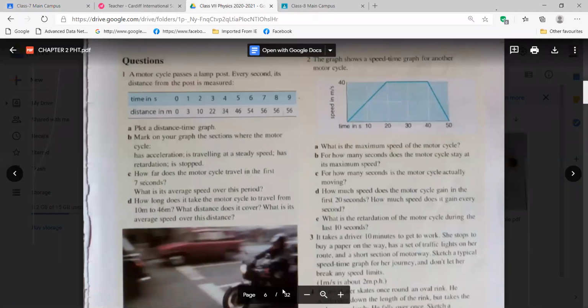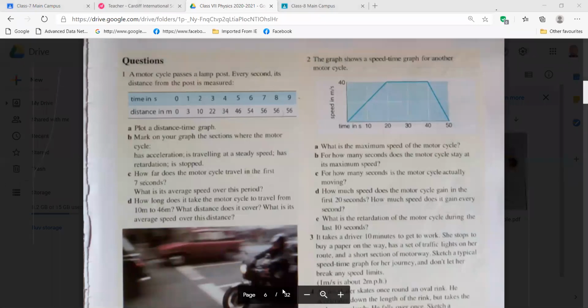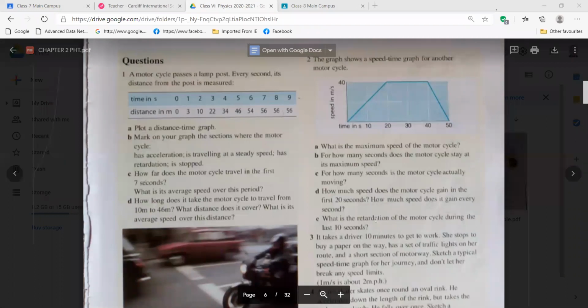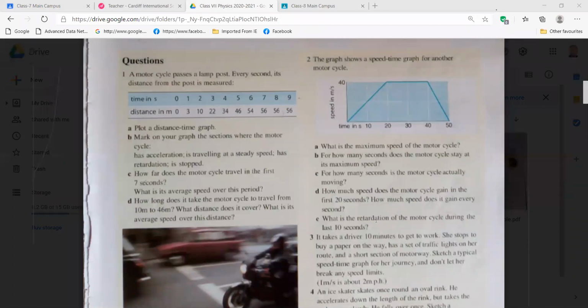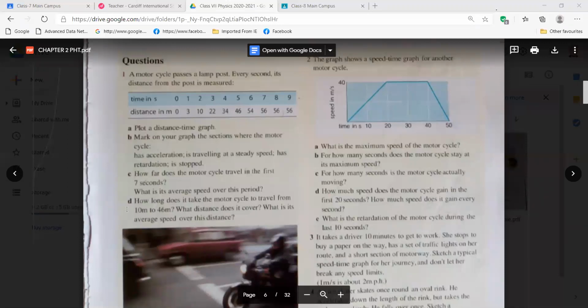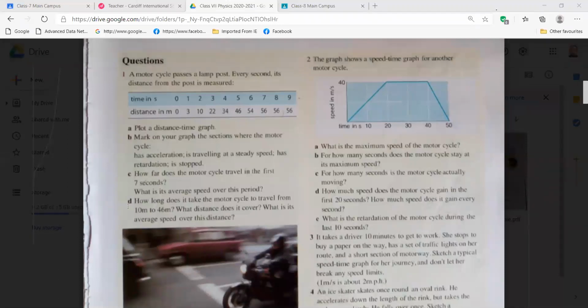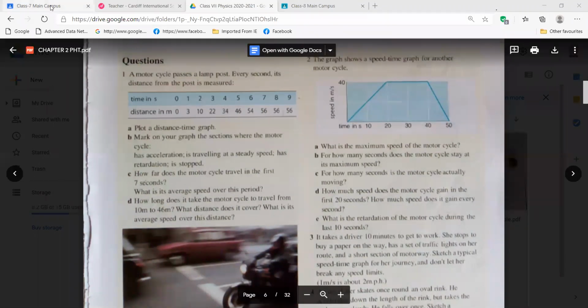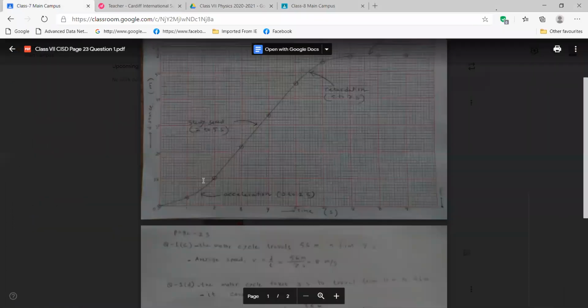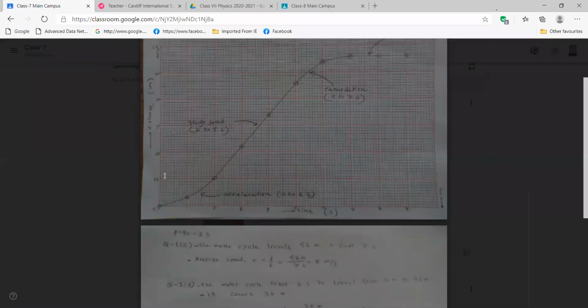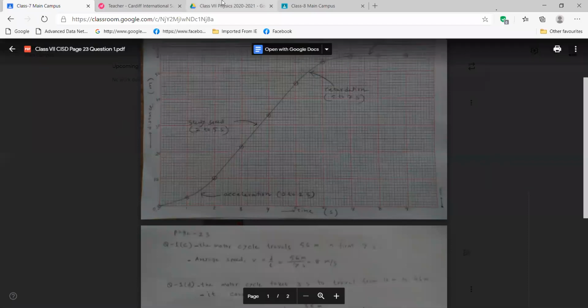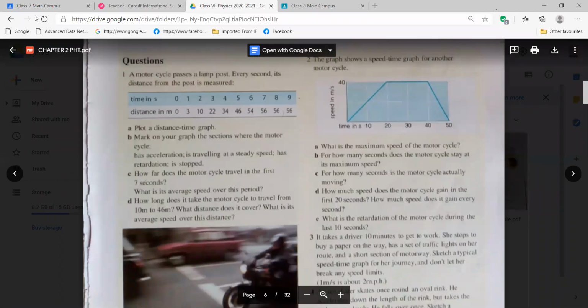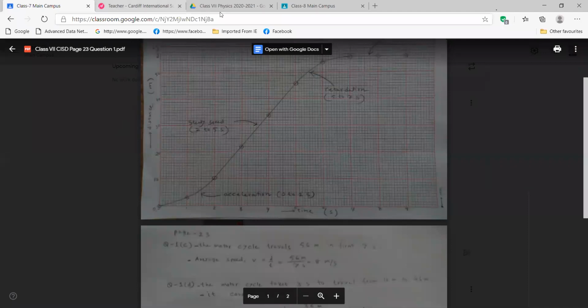Next one, Sadika. Where is Sadika? Sir, here. Can you read part D? How long does it take the motorcycle to travel from 10 meter to 46 meter? What distance does it cover? What is its average speed over this distance? So from 10 meter to how many meters? 46, right? So we check it here in the graph.